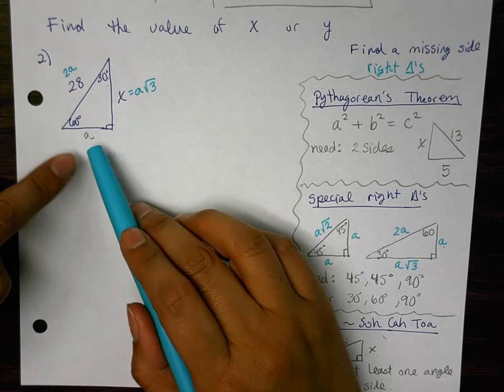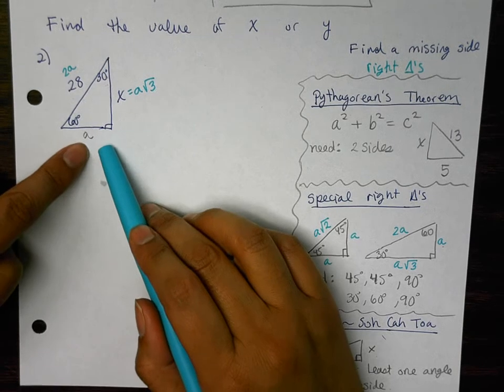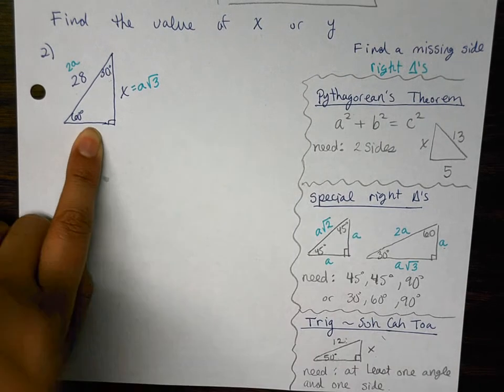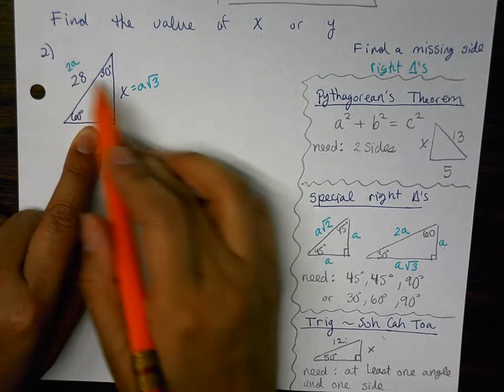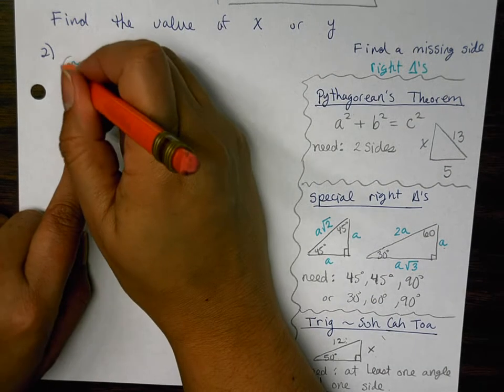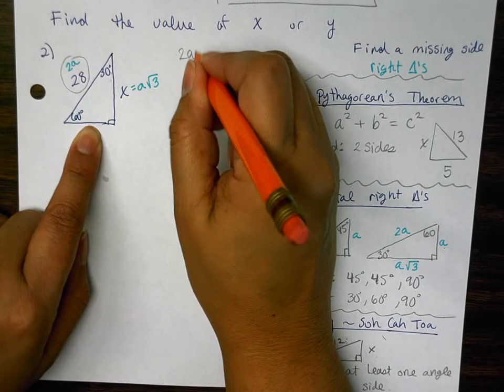A root 3. Again, the ones in pen are the ones that I need. I just put this one in pencil because I'm used to labeling it, but technically it's not necessary. These two are the only ones I need. Which one am I going to use to help me find A?